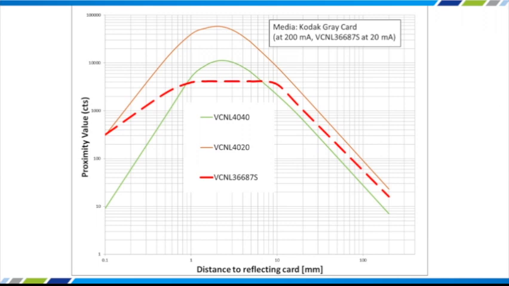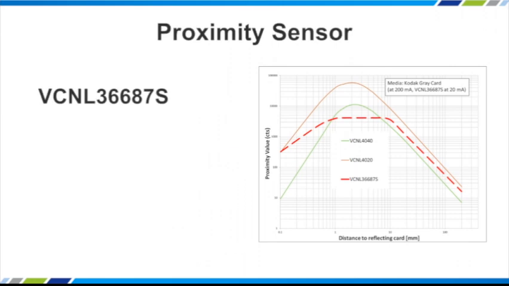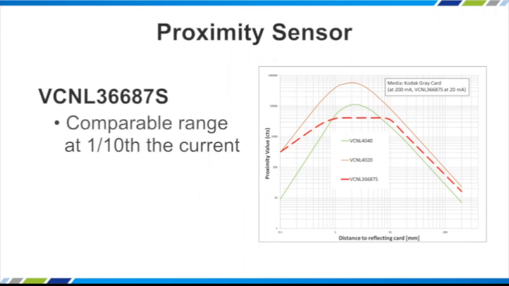So when I mention low power consumption, I'm comparing the forward current of the VCNL36687S, which is 20 milliamp, to the forward current of the VCNL4020 or 4040, which is 200 milliamp. And in the table or graph you see there, you see that the actual detection distance is pretty much equivalent. So you're getting comparable range at 1/10 the current.